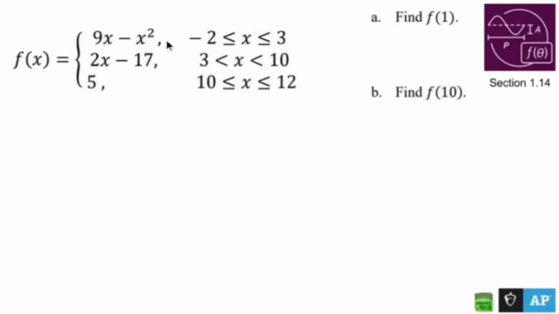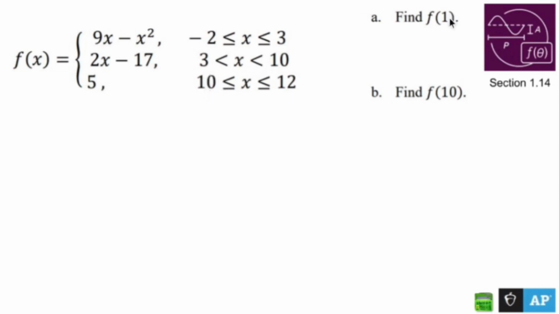This is a piecewise function. It's a calculator example, but I'm not going to use my calculator because the numbers seem to be friendly enough. The piecewise example says we're going to use this quadratic equation right here when x is in between -2 and 3. We're going to use this linear equation right here when x is in between 3, not including, and 10, not including. And the answer is going to be 5 if the x value is in between 10 and 12.